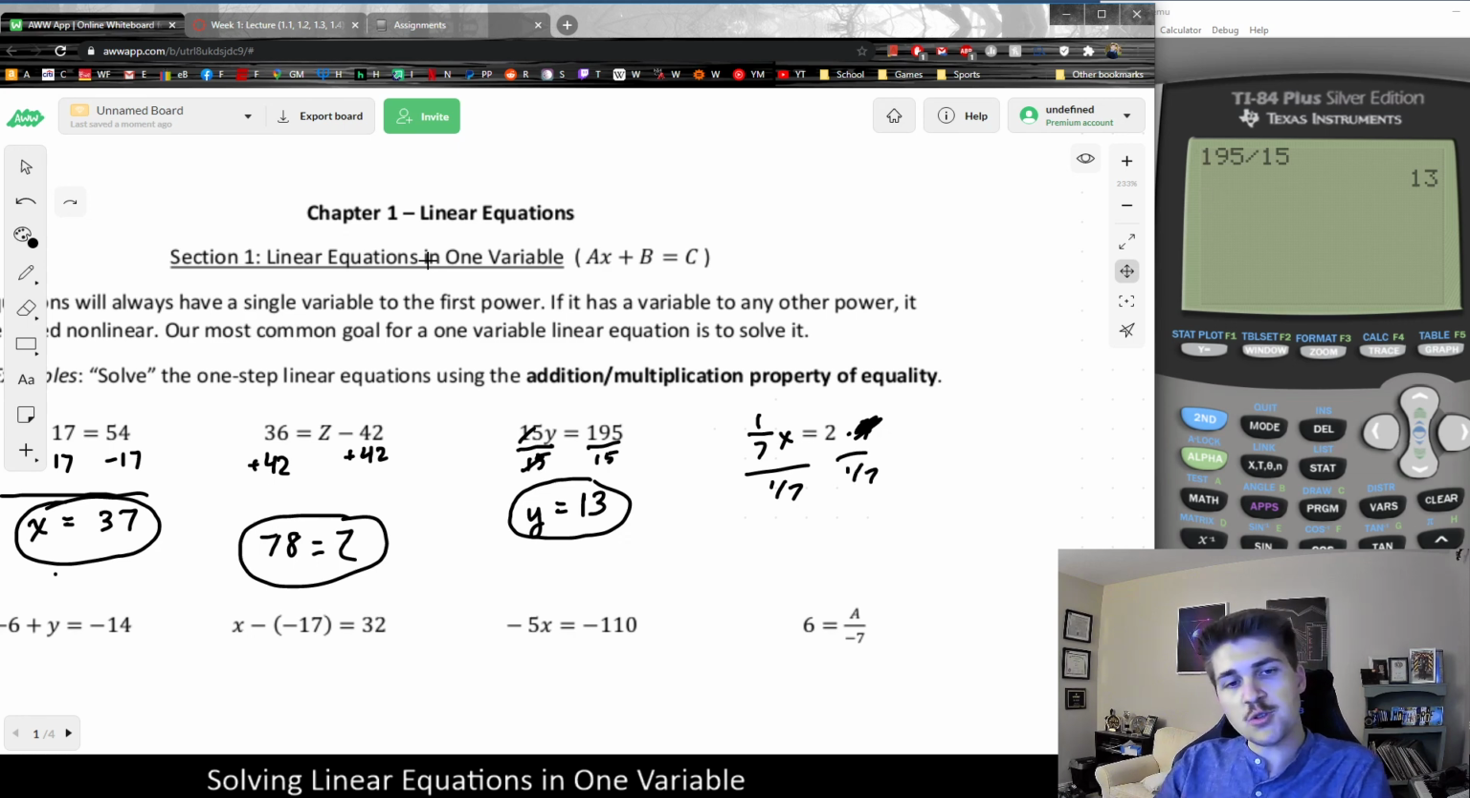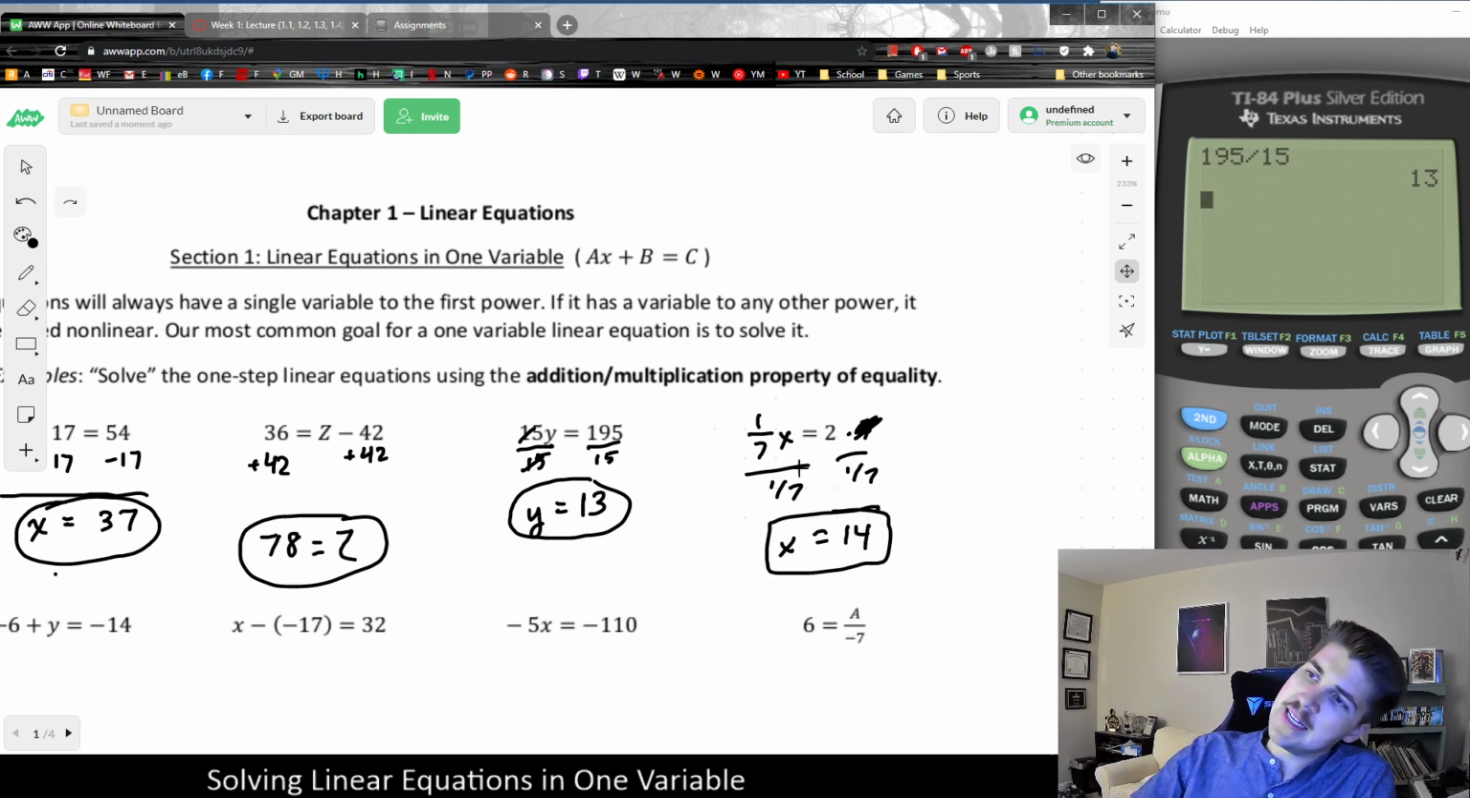So really what I have is 2 divided by 1/7, which is just 2 times 7 based on flip and multiply. So it's like using a rule of fractions as a shortcut or a trick. Anyways, what we end up with is x equal to 14, of course, because 1/7 of 14 is indeed 2.